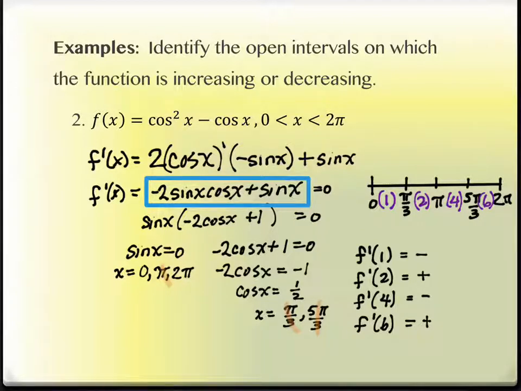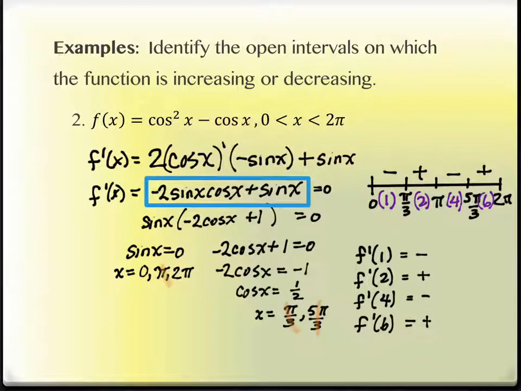That's really good. The question was about increasing and decreasing, right? So I'm going to go back up to my number line, and I'm just going to write them in. It's negative, positive, negative, positive. And remember, we're using the interval endpoints as our reference points, not the 2s and 3s, and not the numbers that we actually put in, okay?